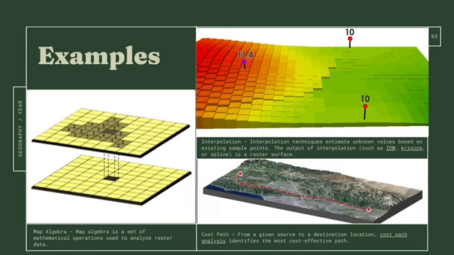So, in raster, there are several raster processing techniques you can use to analyze your data. Here are some of the most popular. We have map algebra, interpolation, and last, cost path. We can see map algebra is a set of mathematical operations used to analyze raster data. Second, interpolation. Interpolation techniques estimate unknown values based on existing sample points. For the cost path, from a given source to a destination location, the analysis identifies the most cost-effective path.